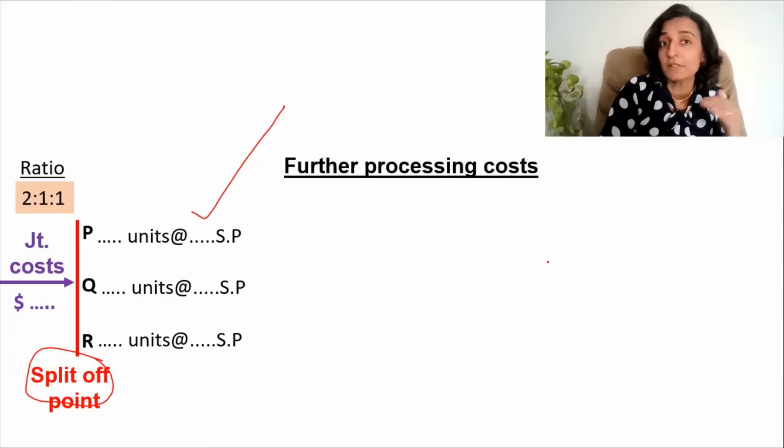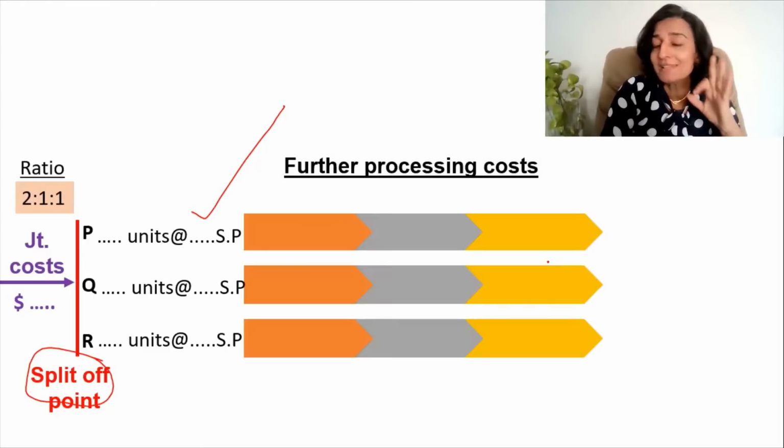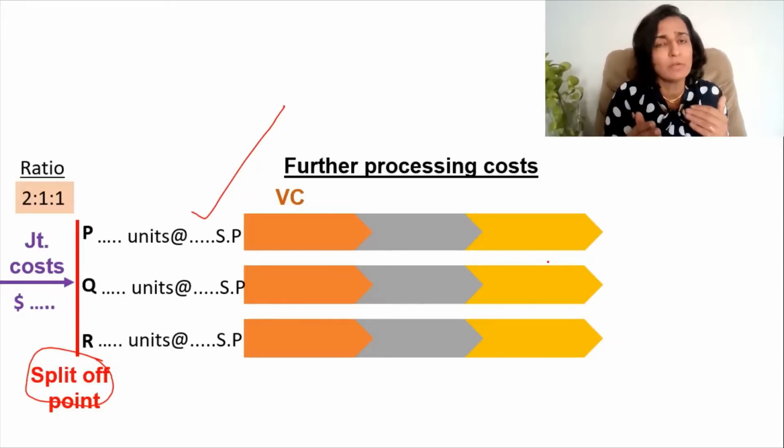Next comes the further processing cost. There could be three types of further processing cost. One is the variable cost. What do you mean by variable cost? Any cost that varies with the number of units produced.